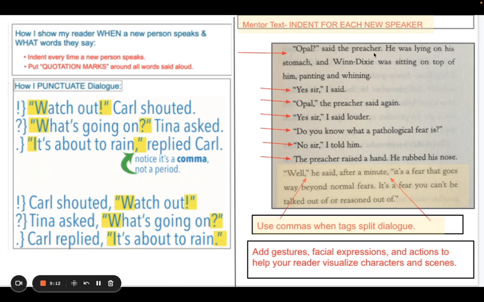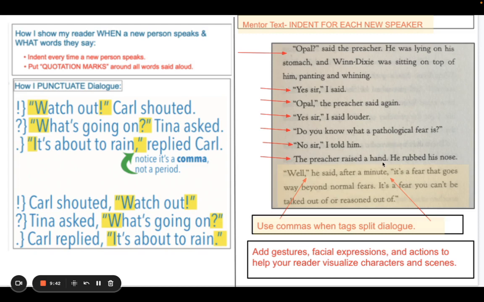And then this is from Winn-Dixie. I wanted you to have just an example of text. "So, Opal," said the preacher. He was lying on his stomach, and Winn-Dixie was sitting on top of him, panting and whining. So here, you don't start a new paragraph because it's still connected to the preacher. Then every other time, though, you do. Every time you start a new paragraph. And these are all your speech tags, but this one doesn't have one, but you don't need it, right?